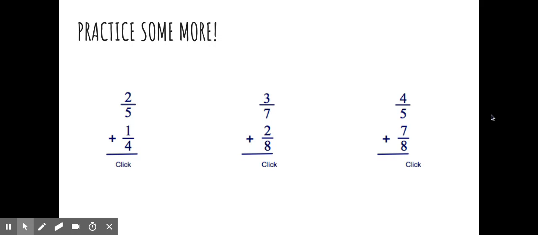And now their denominators are the same. So you just add the numerators. 6 plus 1 is 7. And you get 7/9. And that's how you add fractions. And you do the same with subtracting.